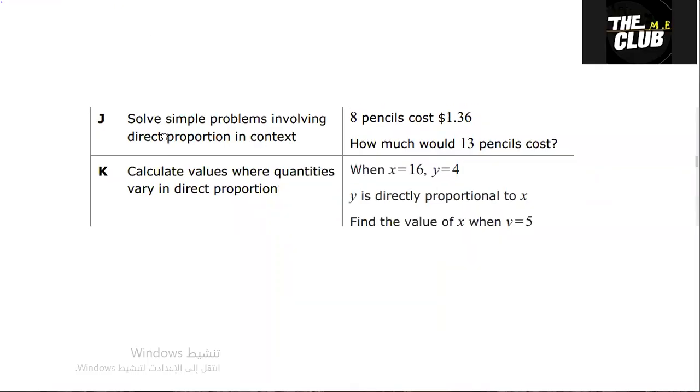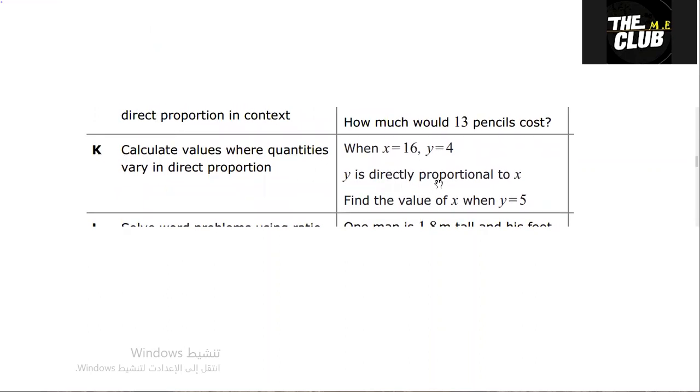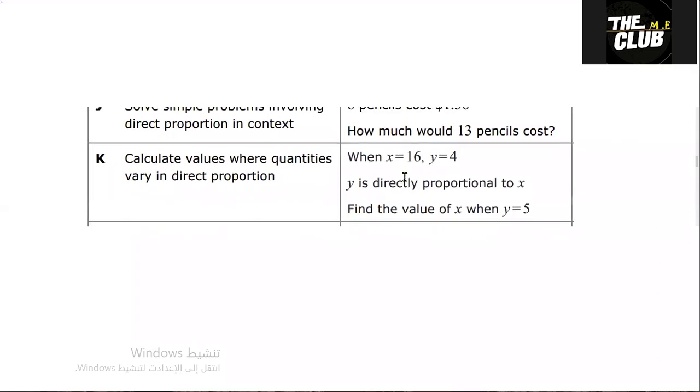Okay, question K. When x equals 16, y equals 4, and y is in direct proportion to x. Find the value of x when y equals 5. You can use the x method here, or you can use the method of direct proportion. It's up to you.